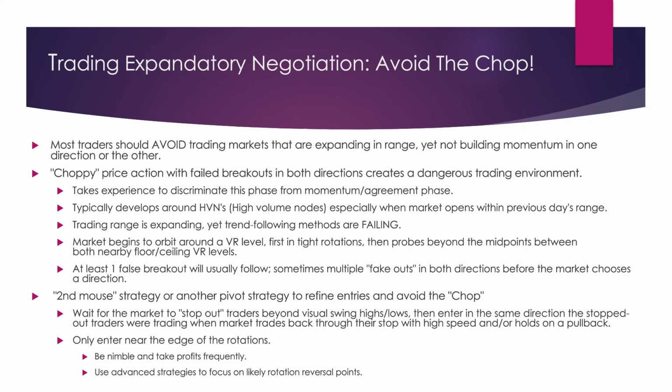Well, what I do in this situation is, first of all, I use what I call a second mouse strategy, or I identify a pivot to limit the number of entries and avoid the chop by only entering on the edges. The second mouse strategy is basically where you wait for the market to stop out a trader beyond a typical visual swing high or low, and then you follow them, you enter the trade in the same direction as they were trading when it goes back through their stop. So it's important to be really nimble and take profits super frequently if you are going to trade this.